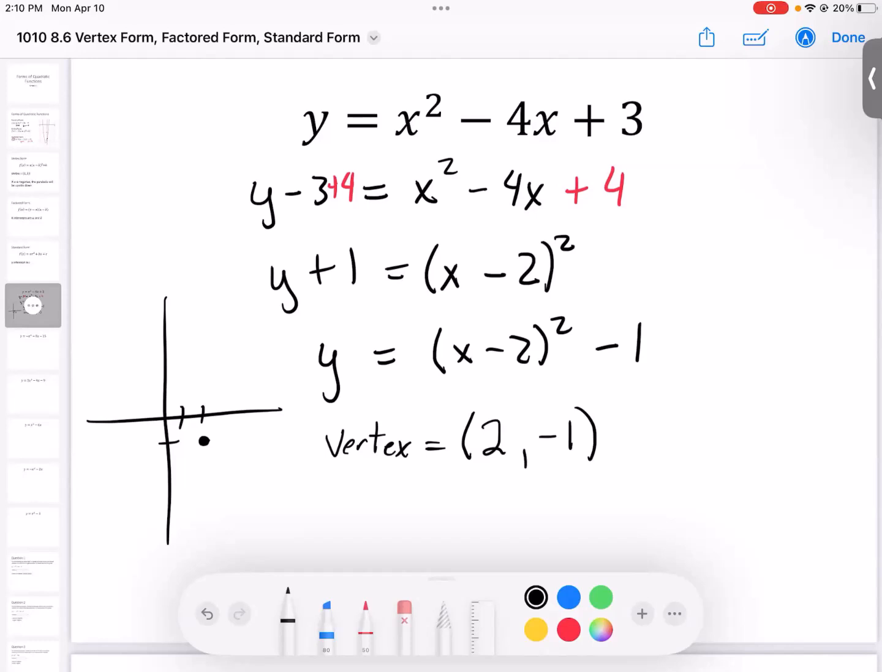And I can figure out exactly how skinny or tight it will be, depending on, well, basically I could plug in any number except for a 2. So maybe I might find the y-intercept by saying if x equals 0, what does y have to be? So if x is 0, 0 minus 2 is negative 2. Negative 2 squared is positive 4. Positive 4 minus 1 is 3. So my y-intercept is going to be 3. And so that tells me my graph is going to look kind of like this. Any questions on that?